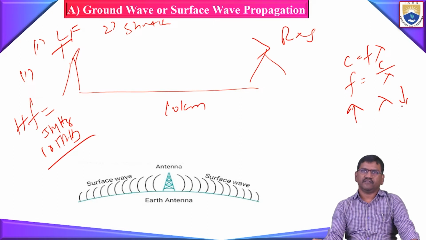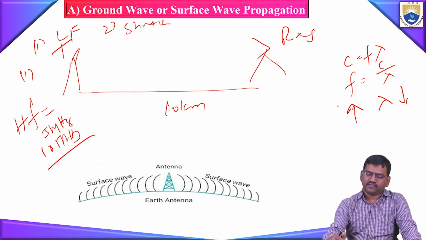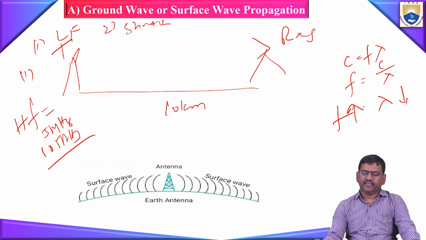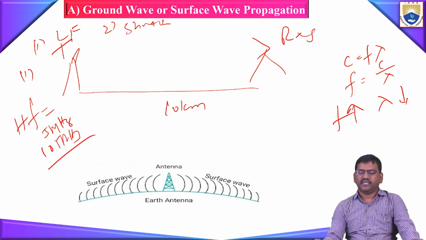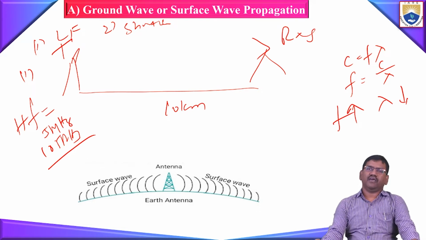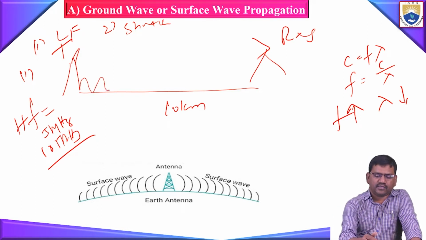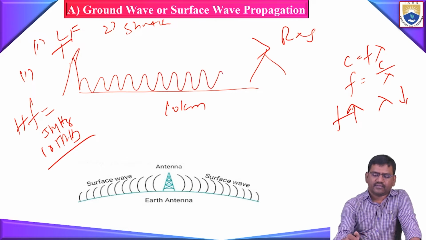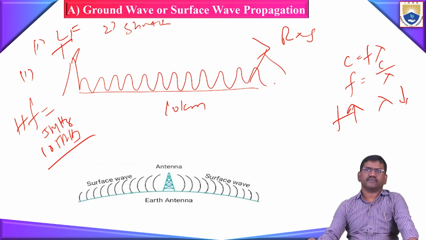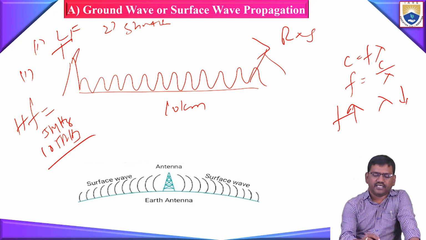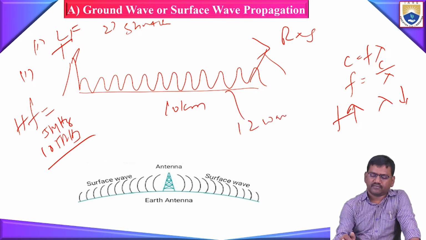frequency and wavelength are inversely proportional to each other. So if the frequency is very high, then the value of lambda will be very less. As the value of lambda is very less, more number of waves will travel from source to destination, from the transmitting antenna to the receiving antenna. So here you can see there are 1, 2, 3, 4, 5, 6, 7, 8, 9, 10, 11, 12. So in total there are 12 waves.